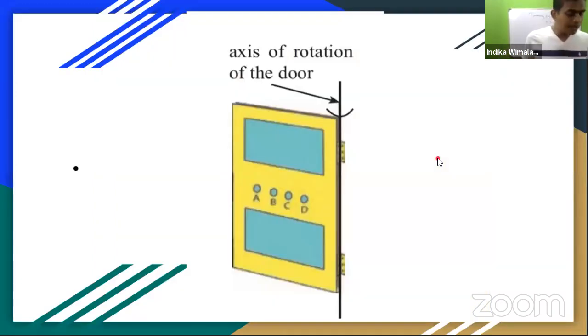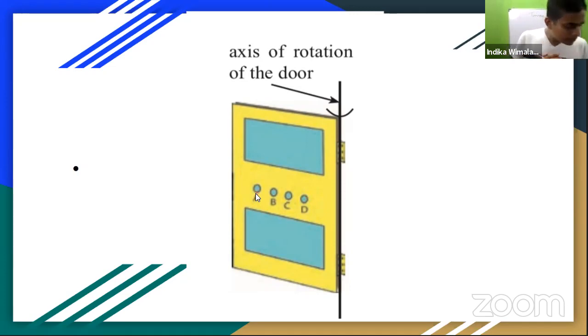Now take your tute. You have been given a similar diagram on your tute. Just complete the tute now. At which point is the force required to rotate the door maximum? It is point D. Mark point D. Point D is the correct answer. And at which point is the force required to rotate the door minimum? It is point A, right? Point D and point A.